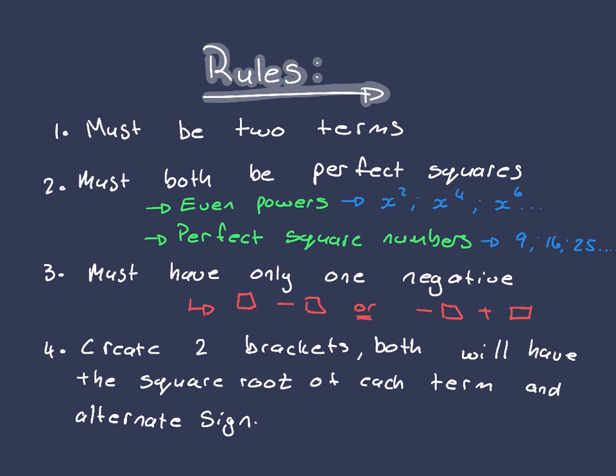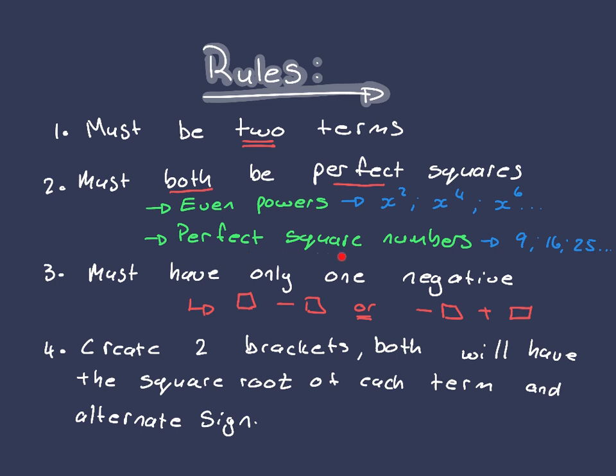Rule number one, there must be two terms. Not more than two, not less than two, two and two only. Both of those terms have to be perfect squares. Now, perfect squares can come in two forms. If it's a variable, then it must have an even power. So here are some examples: x squared, x to the power of 4, x to the power of 6. Any even power will be a perfect square.